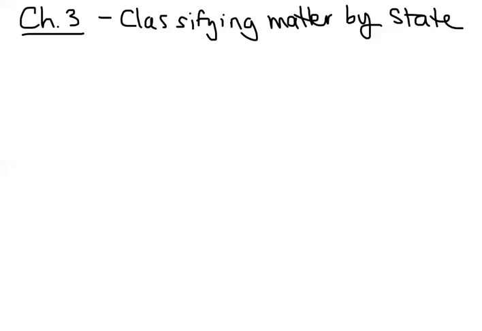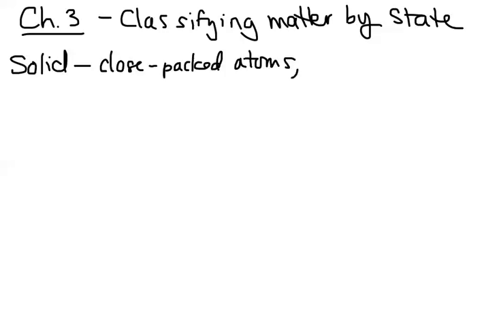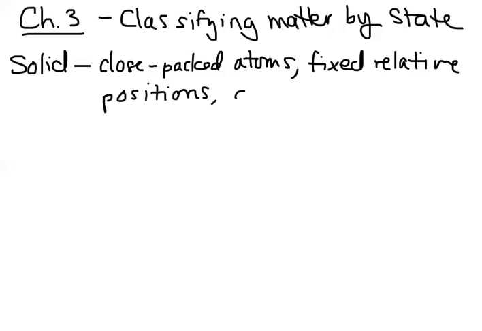So I do want to talk through these definitions, though. A solid we define by saying it has close-packed atoms. They're very close to each other. They have fixed relative positions. That means one atom here isn't going to slide by this atom. It's going to stay in relatively the same place. Fixed relative positions, and does not fill its container.